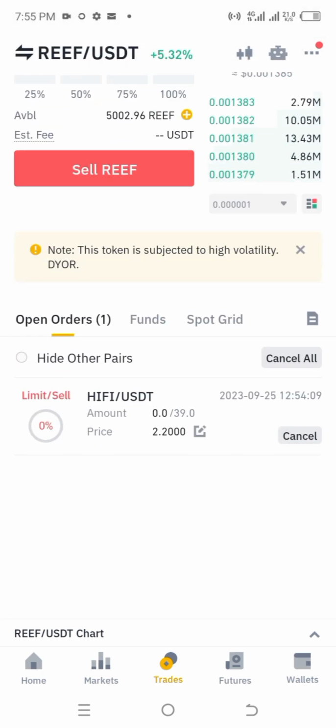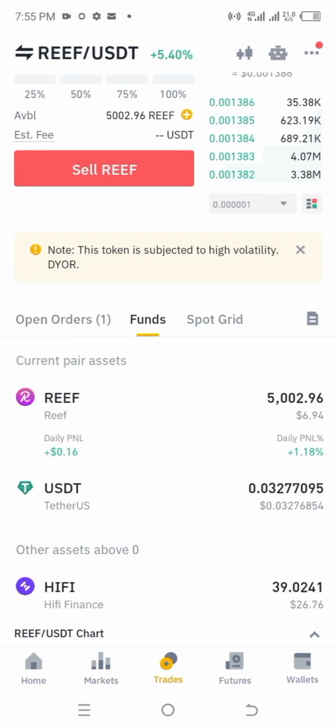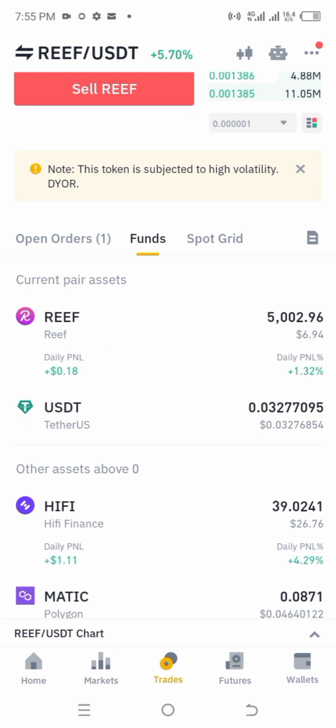Now look under here, go to funds, watch. See the Reef I just bought. The PNL is 0.18. The daily PNL here is +1. I've gotten +1 here, and here is 0.18. The only reason this one is 0.18 is because my volume is low. I used roughly 7 USDT to purchase this volume. So this is very simple. This is what you can see.